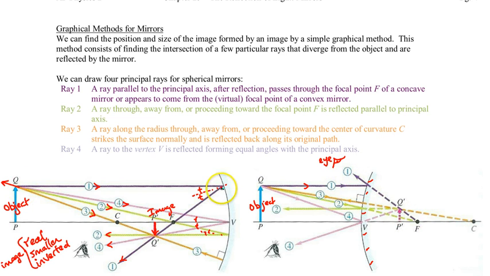Kind of like this, parallel, but goes towards it. This one's parallel and goes away from the focus. Ray 2, a little bit trickier. Ray 2 was going through the focus and then parallel.